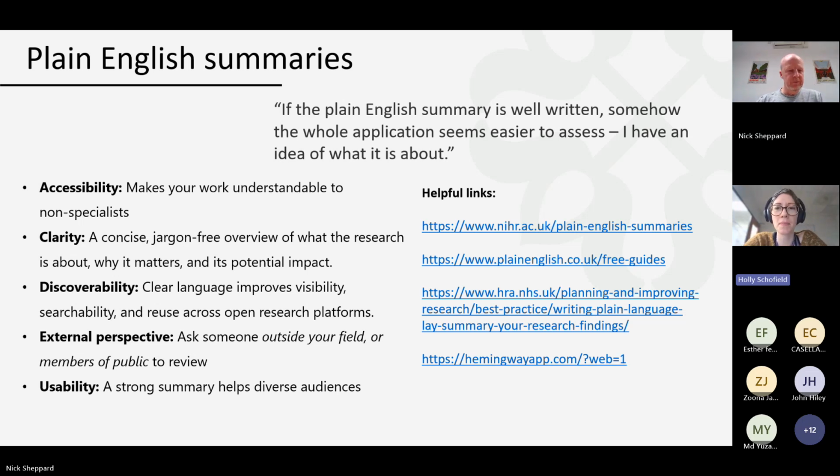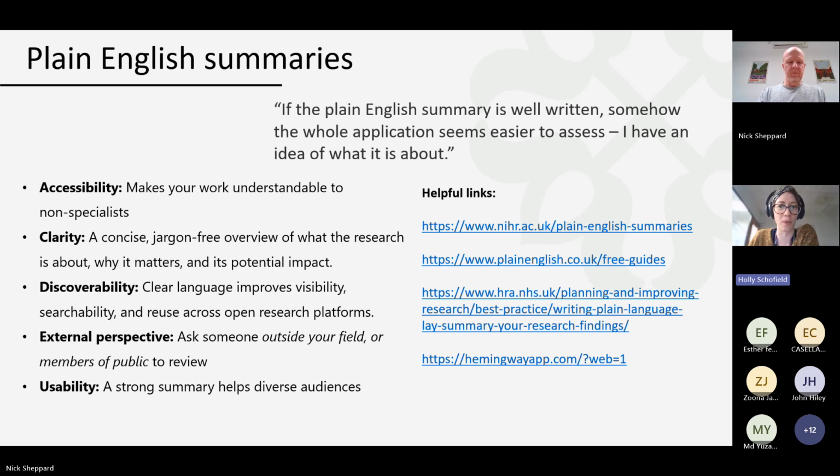In terms of plain English summaries, some of the best guidance out there is the NIHR guidance, which is very comprehensive. Another tool that I really recommend for writing plain English summaries is the Hemingway app. You might have heard of tools that assess something's reading age, and for plain English summaries we're generally trying to aim for age 7 to 8, which is the same as a tabloid newspaper.